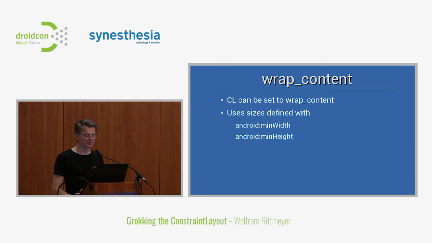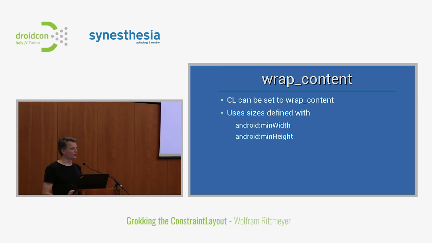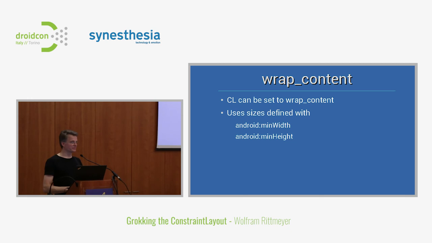One thing I didn't mention yet is wrap content. What if you want to make your constraint layout match wrap content? That's actually something that, if you think about it, doesn't work. Because if, for example, you align something to the bottom of the screen, where is the bottom of the screen if you say wrap content? So to work around this, you could use min width and min height that determine then the size of the screen. Of course, you could set the size of this layout directly as well. So I don't know what the difference between those is. But wrap content actually doesn't make that much sense for the constraint layout itself.